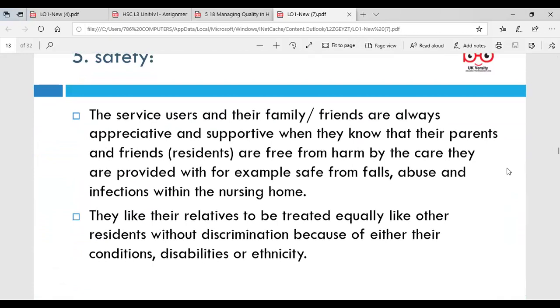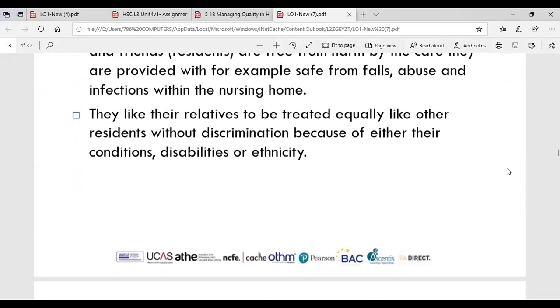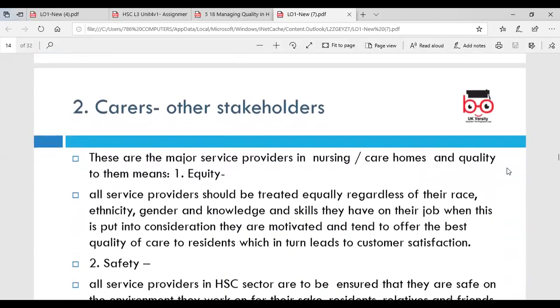So that is one very important component of quality of care. Service users and their families and friends are always appreciative and supportive when they know that the patients are in safe hands, that whatever care is being provided is in their best interest, and that they're safe from all sorts of harms. They like their relatives, the patients, to be treated equally like other residents, avoiding discrimination based on all factors.